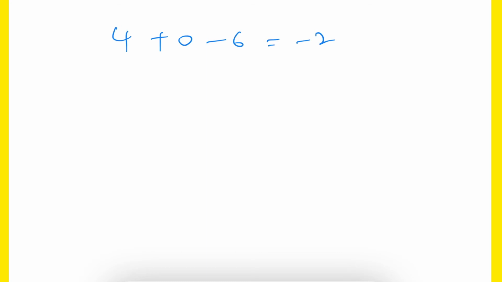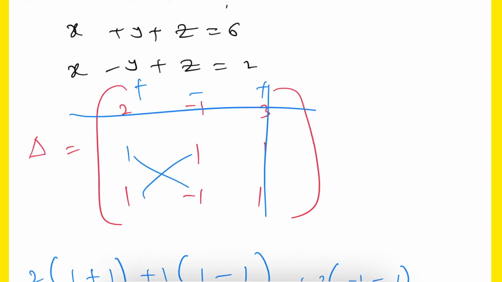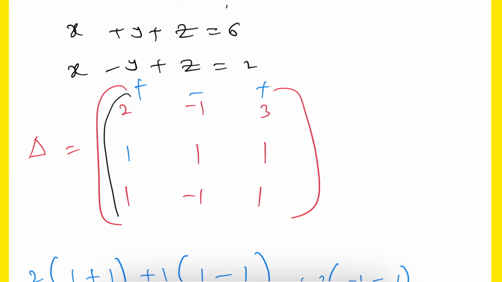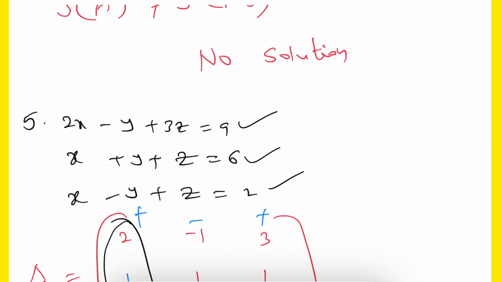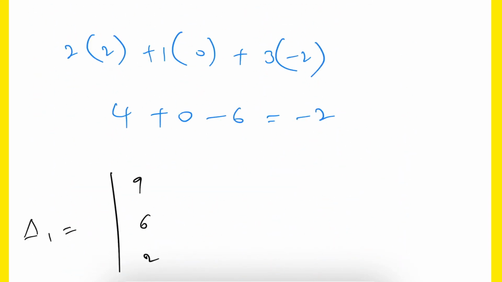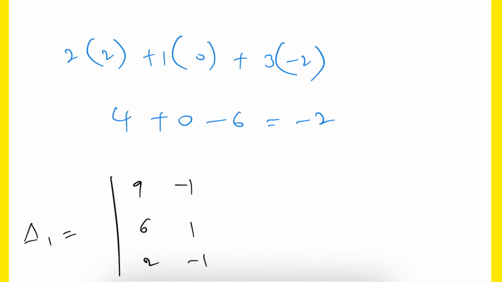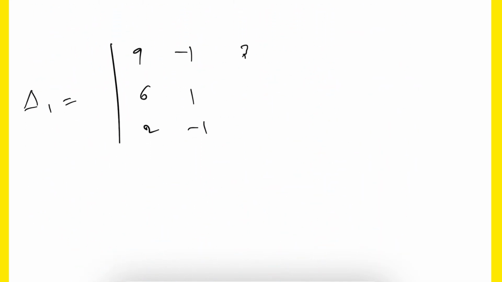Next, delta 1 we need to find out then. So delta 1 is nothing but we will replace the first column. Here first column is 2, 1, 1, that we need to replace with these constants 9, 6, 2. So first column will be 9, 6, 2. Second column, third column as it is, that is minus 1, 1, minus 1, and the third column is 3, 1, 1.